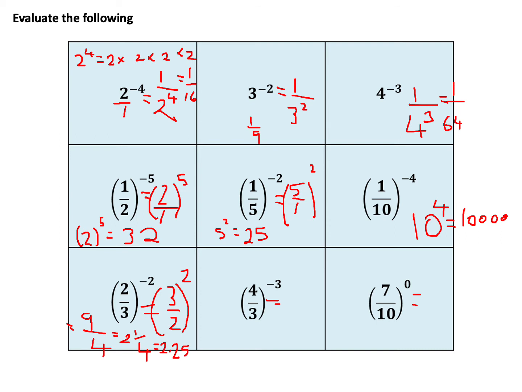Okay, so I flipped 2 over 3, I got 3 over 2, and then I squared it. 3 squared over 2 squared. 3 squared is 3 times 3, which is 9. 2 squared is 2 times 2, which is 4.